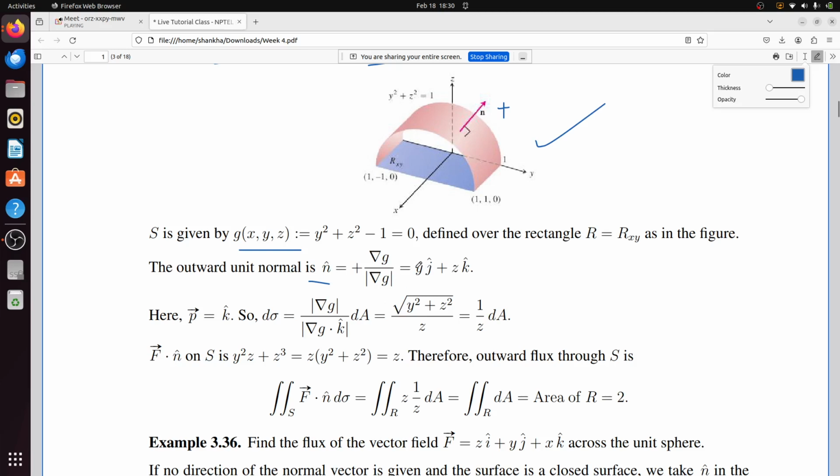Now if you take the gradient of g, this gradient of g is equal to 2y j cap plus 2z k cap. Now if you take the modulus of gradient of g, then 2 and 2 will cancel one another. So the outward drawn unit normal is y j cap plus z k cap. Priyanka, am I right? This is n cap equal to gradient of g divided by modulus of gradient g. So 2 and 2 will cancel, and you will get only y j cap plus z k cap.